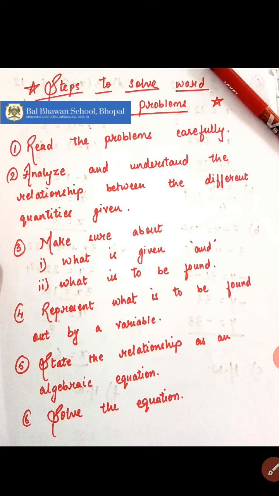First of all, children, read the problems carefully. Then, analyze and understand the relationship between the different quantities which are given to you. You have to make it very sure what is given to you and what you have to find out. Whatever needs to be found out, you need to represent it with a variable. And a variable is represented using small English alphabets from A to Z.